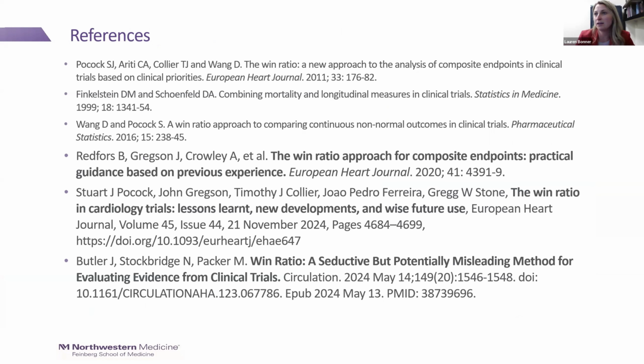If you are interested in designing a trial or are starting to see results presented in terms of a win ratio, these last three papers I think are really useful. They're more like guidance papers, sort of lessons learned. And then the third one is actually a lot of criticism of the win ratio, but I think it's really important to understand what those limitations are if you're designing or if you are just trying to interpret things that are in the literature. So I would recommend these last three papers as a good place to start.